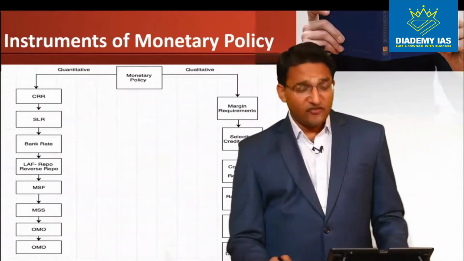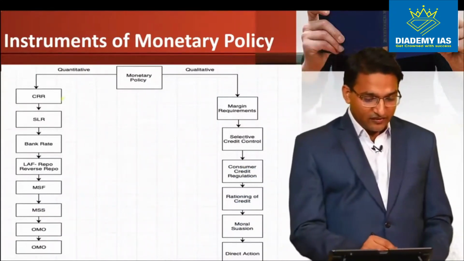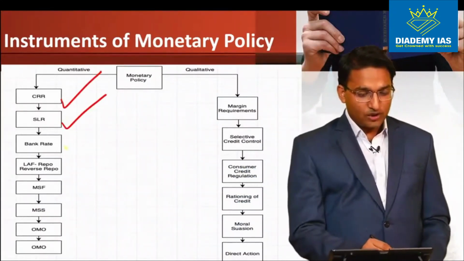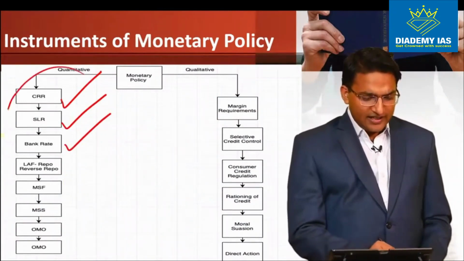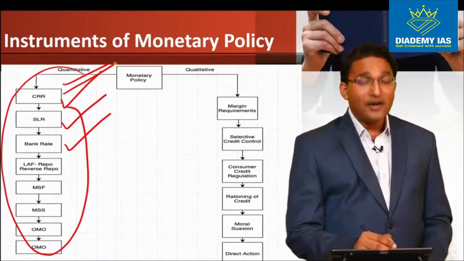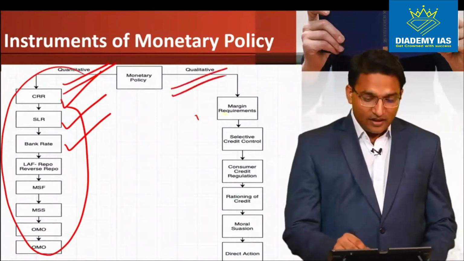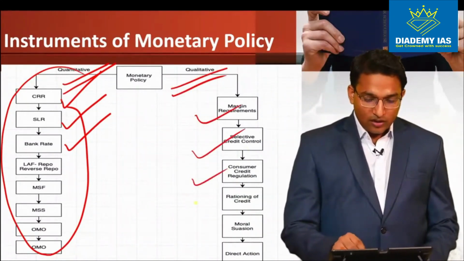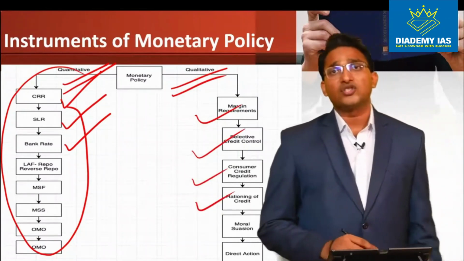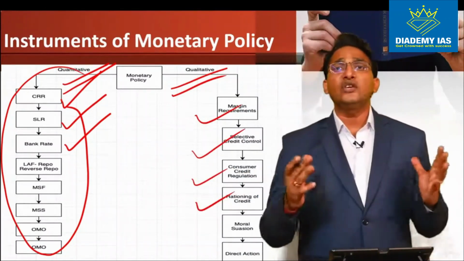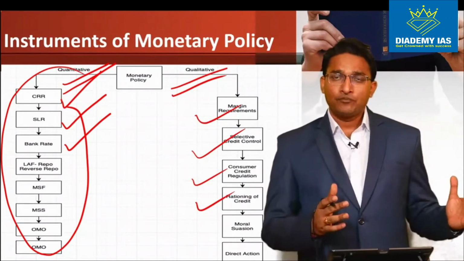Here we can see the different examples: the cash reserve ratio, the statutory liquidity ratio, the bank rate, and all these are basically the examples of the quantitative tools. Similarly, we have the margin requirement, selective credit control, consumer credit regulation, and so on. So we will discuss each of these tools separately.